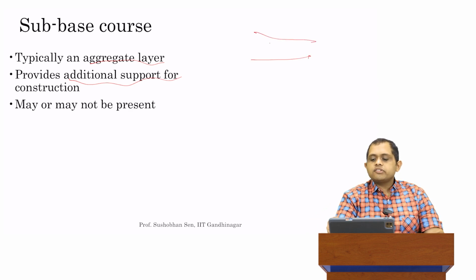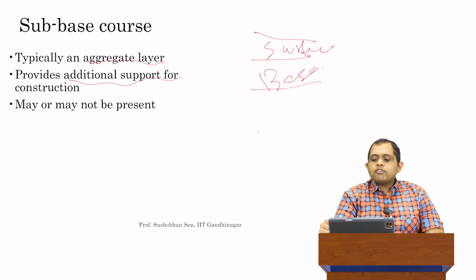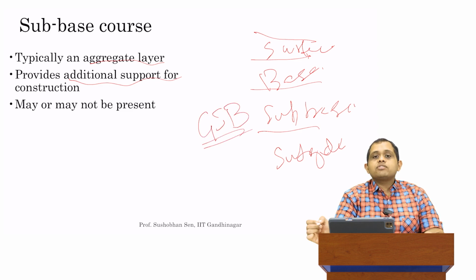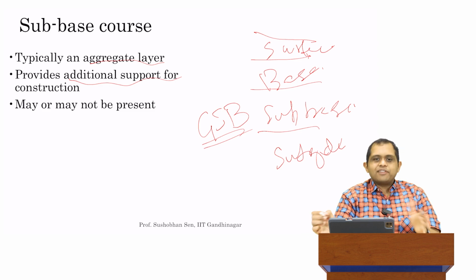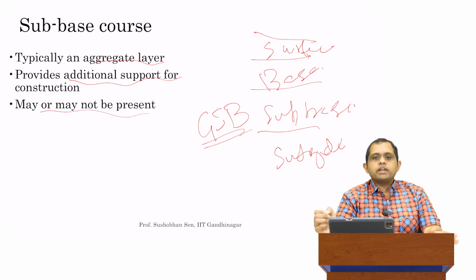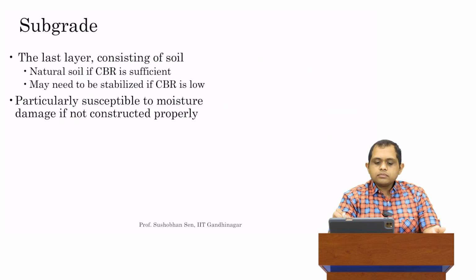So we could have a surface layer, which I'm drawing over here. We could have a base layer. And then if our subgrade is rather weak and we need a more stable platform for construction, then we might go in for an aggregate subbase layer. Sometimes this aggregate subbase is shown with the symbol GSB, which stands for granular subbase. So aggregate and granular are sort of synonymous words, and even in my lectures, I will use them more or less synonymously. In many cases, they may or may not be present. It depends on the particular road and the particular type of construction which is going on for the road.